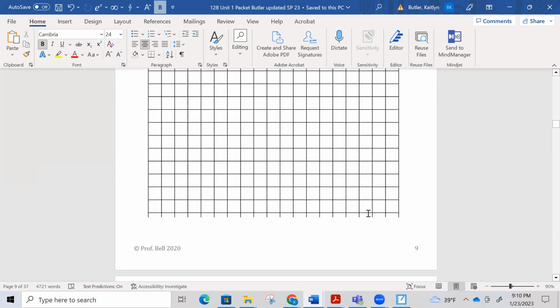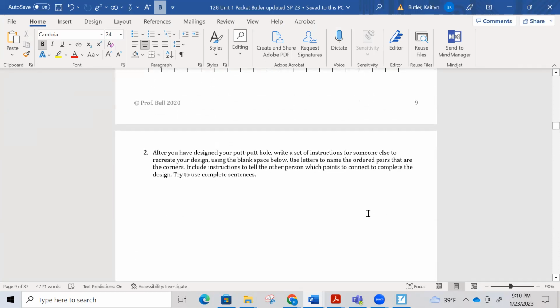After you've designed your putt-putt hole, write a set of instructions for someone else to recreate your design using the blank space below. Use letters to name the ordered pairs that are the corners, include instructions to tell the other person which points to connect to complete the design, and you should use complete sentences.